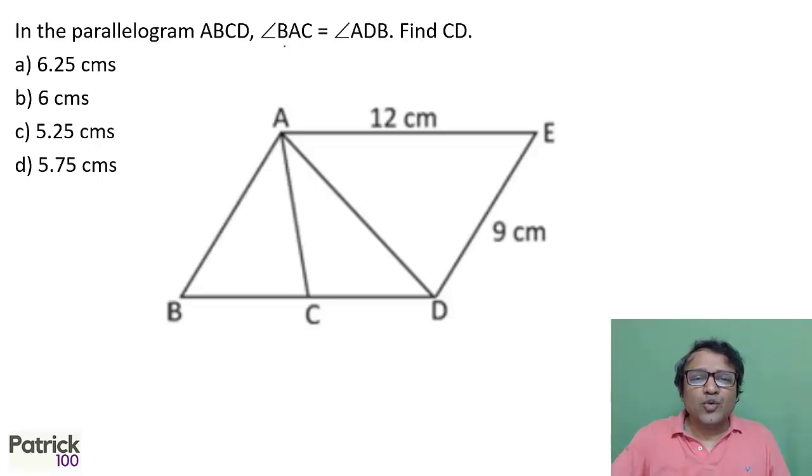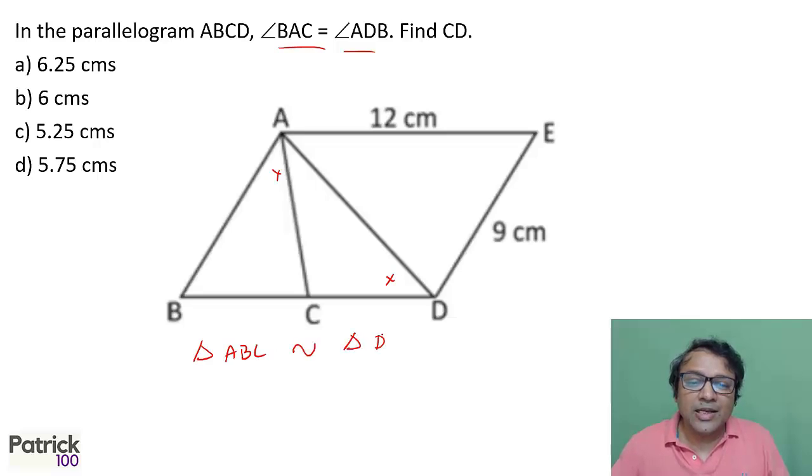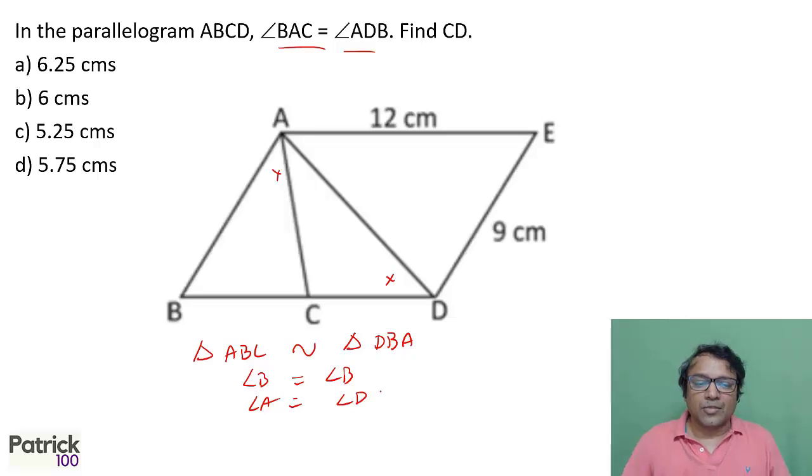So whenever you have two angles equal in triangles, it should be similar triangle. So first find the similarity. So we know BAC is same as ADB. So if you look at, triangle ABC will be similar to triangle DBA. Why? Because angle B is same and angle A equal to angle D. So two angles are equal, they are similar.